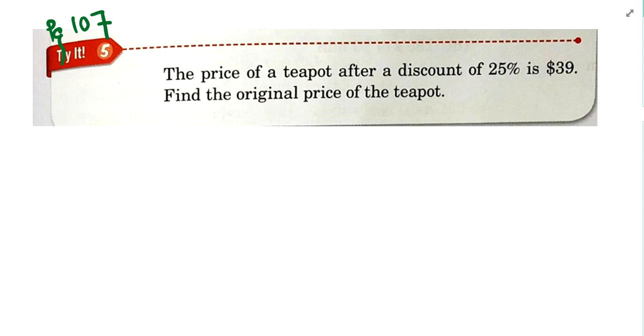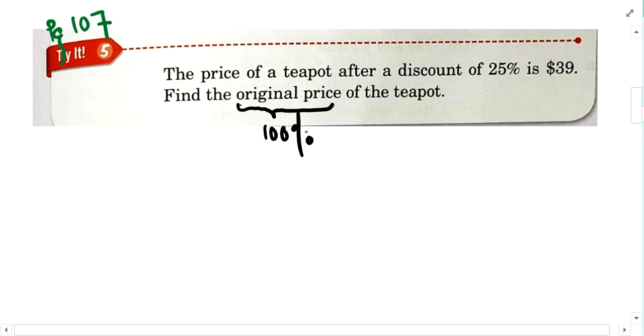Slightly different. The price of a teapot after a discount of 25% is $39. They want to find the original price. Okay, first thing to take note. Original price usually is how many percent? 100. Okay, most of you are already telling yourself original price is usually 100%. So I just write in over here first. Original price is usually 100%.